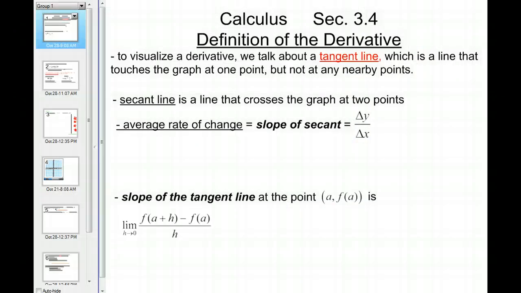Basically what we're talking about here is just changing some of the terminology we're using. The secant line is a line that crosses the graph at 2 distinct points. Your average rate of change was the slope of that secant line. So change in y's over change in x's. That's what we got with this.